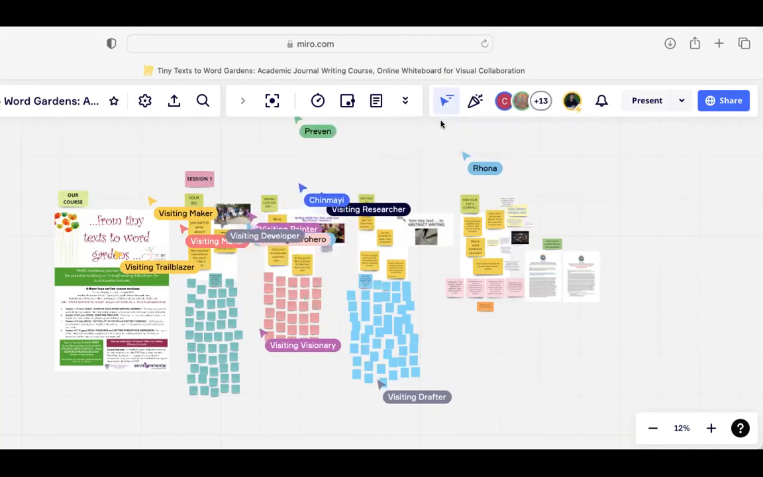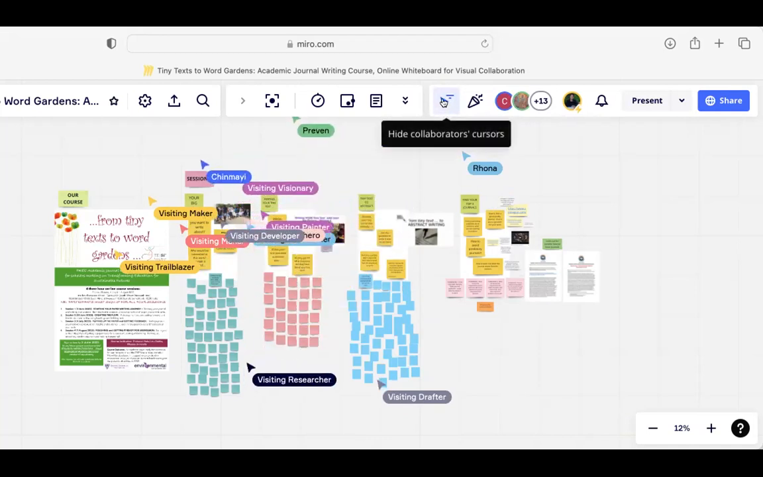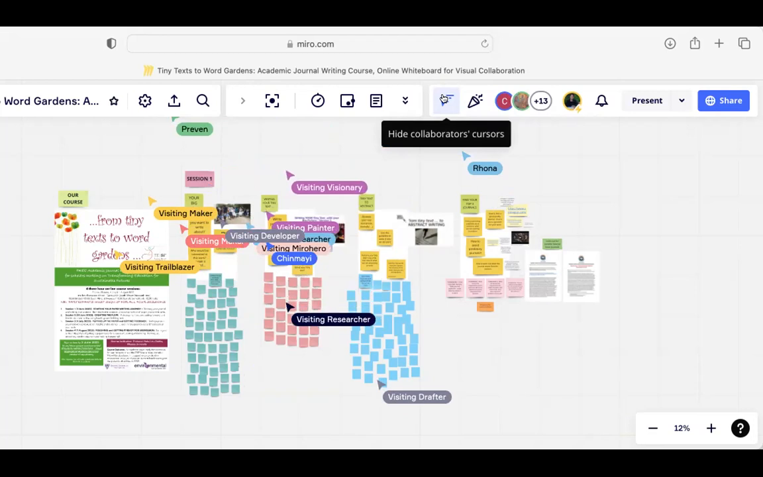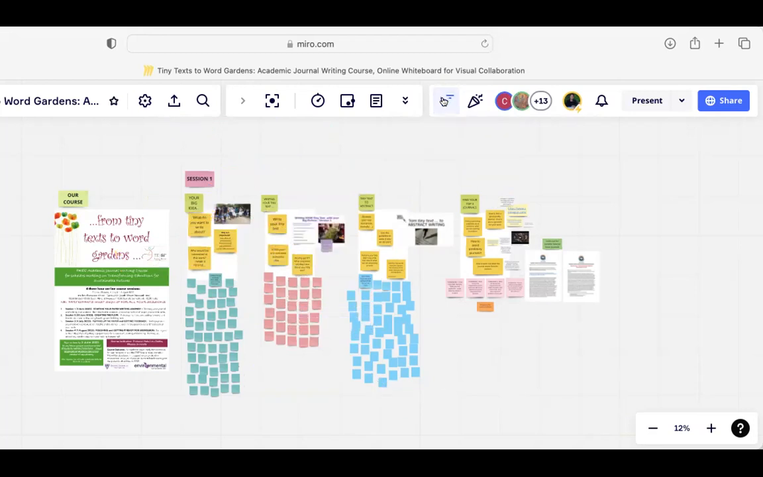So the best way to use a Miro board if you want to see the actual content is to hide the collaborators' cursors. So you click that little loop button at the top and it changes color to black, and then you know that everybody's still there. You can see them there at the top, but it's not interfering with the way that you are coming to see what's going on on the Miro board.